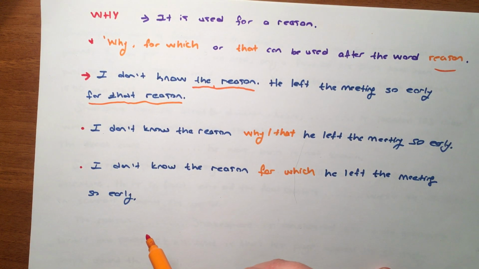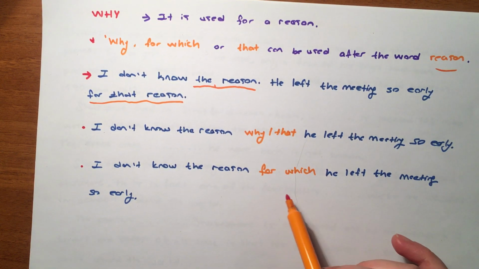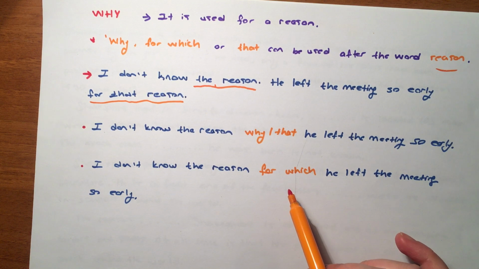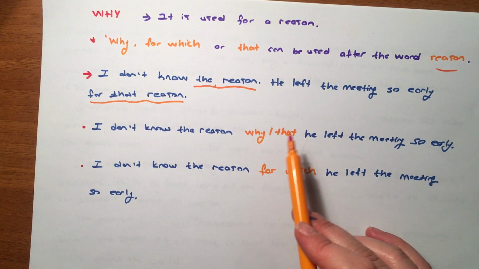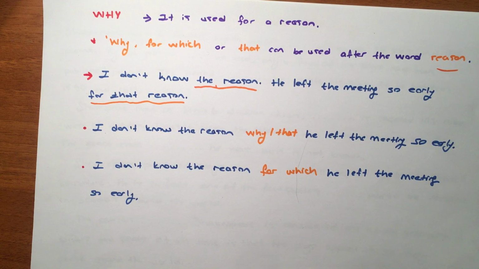I don't know the reason. I don't know which reason. Okay, I don't know the reason for which he left the meeting so early. You can use for which instead of why or that. It's so simple.